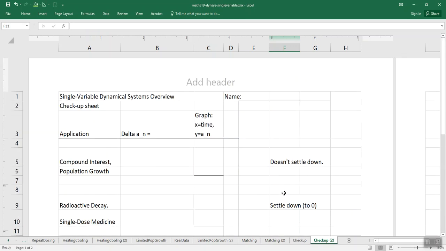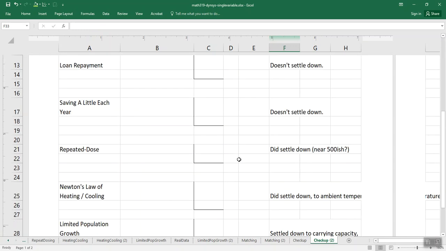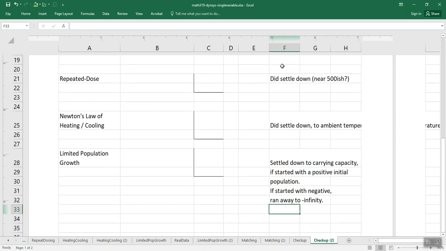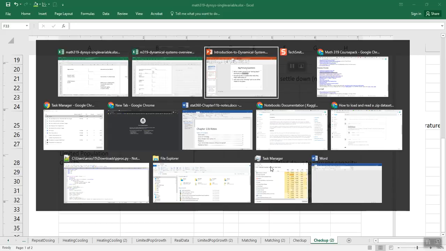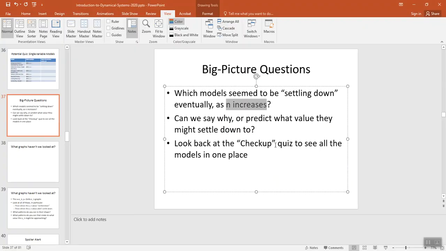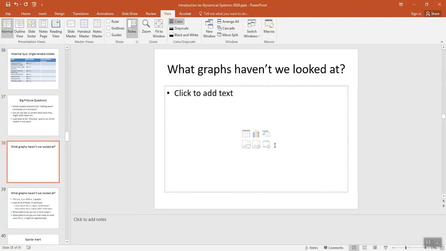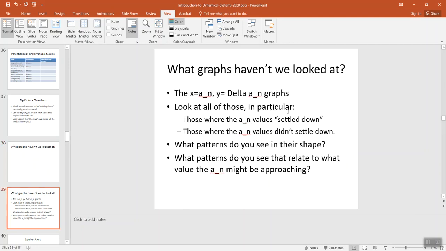So what can we say about these systems that might help explain all this and predict what it might settle down to? Well, are there any graphs we haven't looked at? We often like looking at graphs. We've looked at a lot of graphs, but what haven't we used? Think about it. 3, 2, 1. Those delta graphs, we've had those there all along, but we never really looked at them.